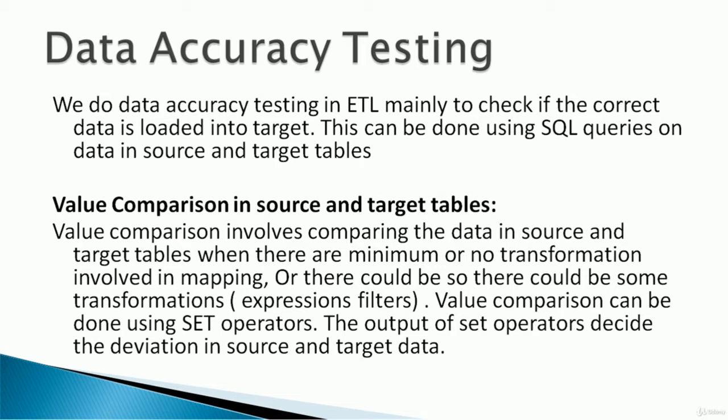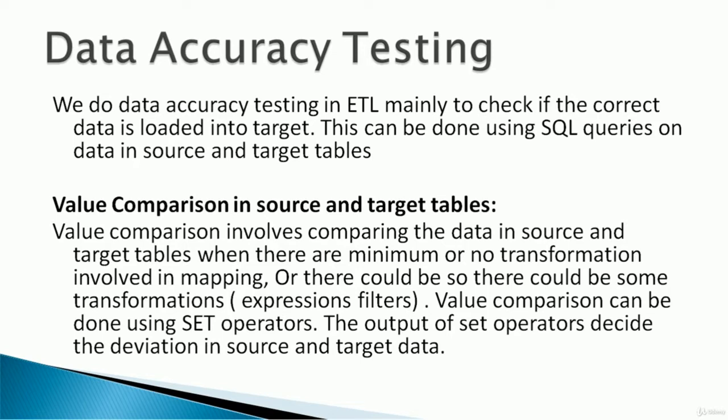The first kind is the value comparison in source and target tables. Value comparison involves comparing the data in source and target tables when there are minimum or no transformations involved in mapping. Or there could be some transformations like expressions or filters.